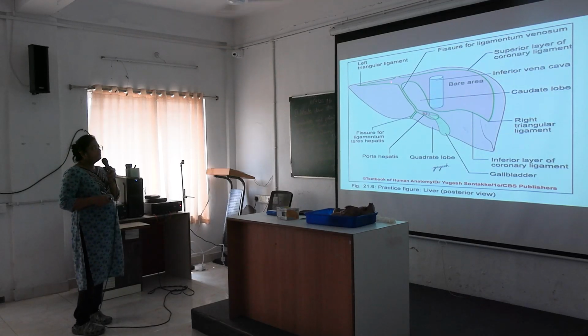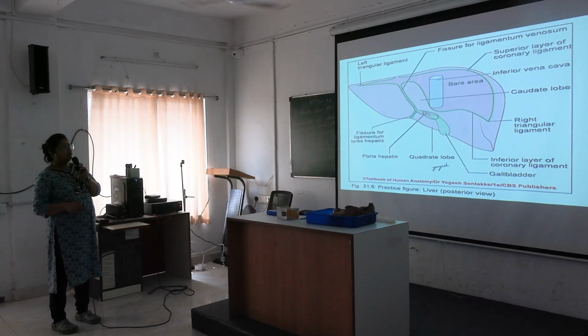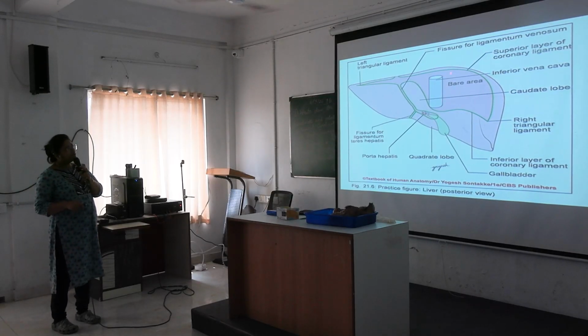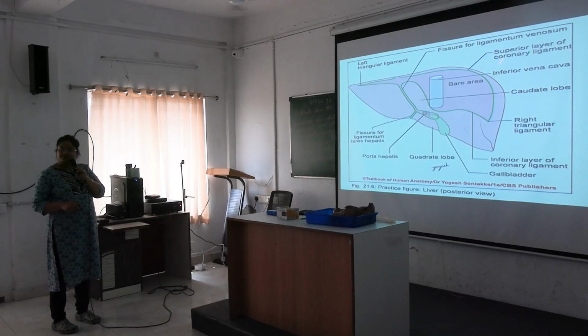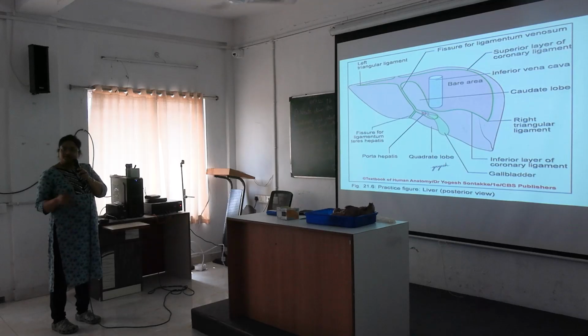Here, you have also been shown the peritoneal reflection, the bare area, boundary, base, IVC groove, inferior vena cava groove, apex right triangular ligament, upper limit superior layer of coronary ligament, lower limit inferior layer of coronary ligament. Then there is groove for inferior vena cava, then caudate lobe, then fissure for ligamentum venosum, then here left triangular ligament and groove for esophagus.